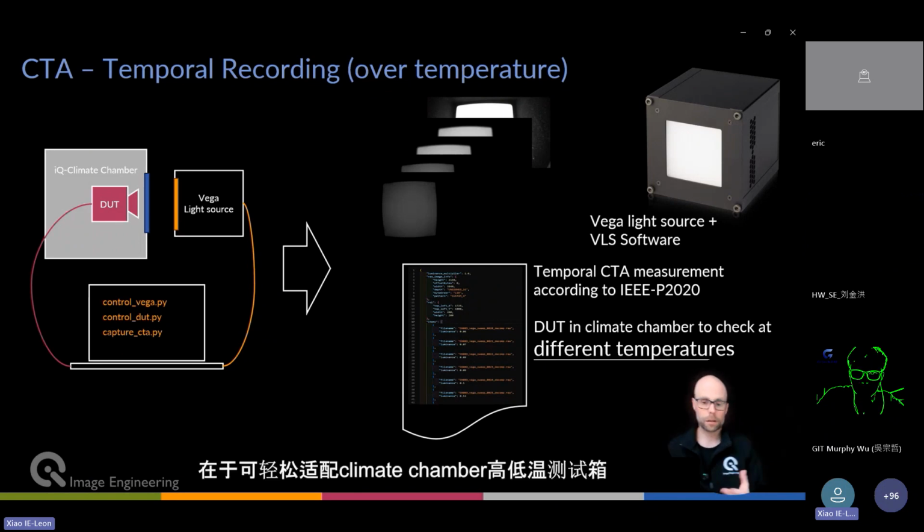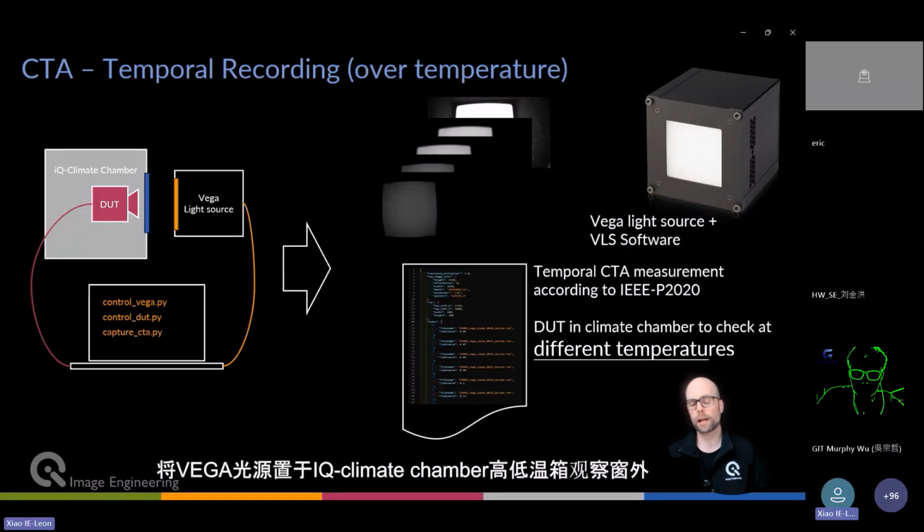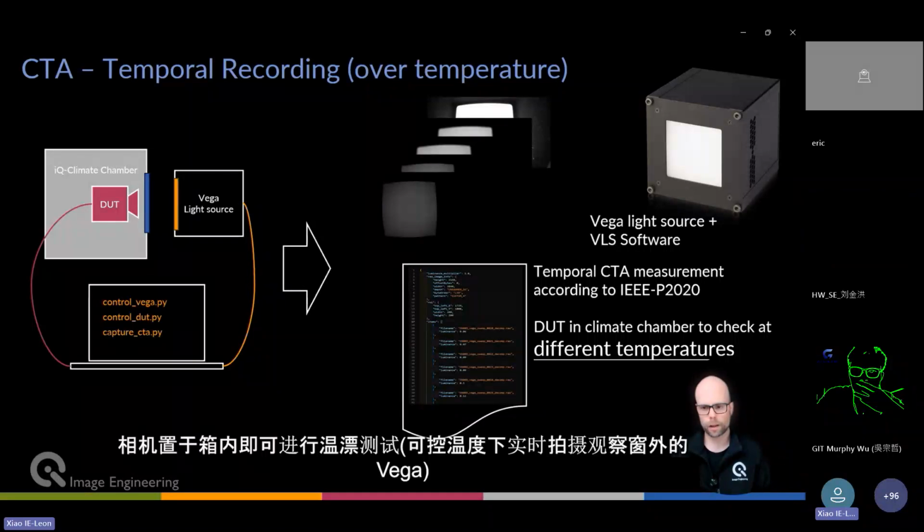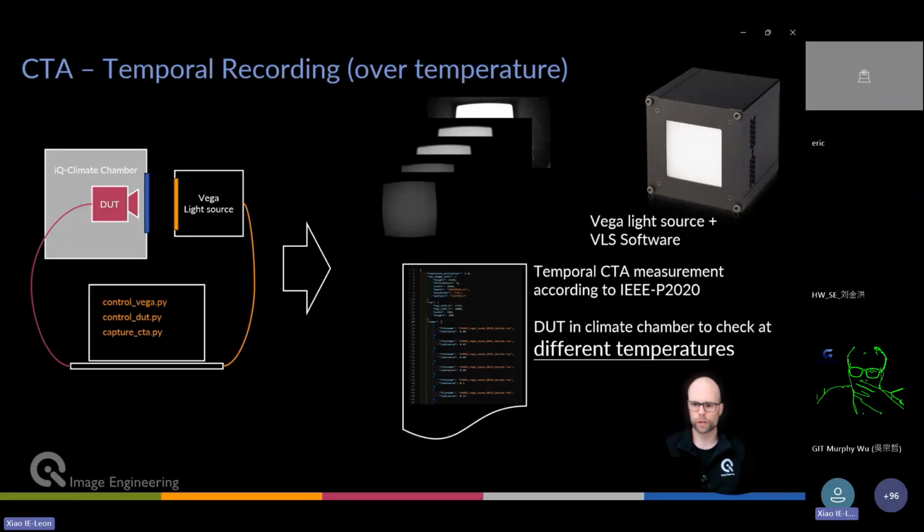Here, the nice thing is this is also something that you can easily bring into a climate chamber. So if you take our IQ climate chamber, you put the Vega outside of the window, the camera inside, and then you can perform all the measurements that we've just seen over temperature.